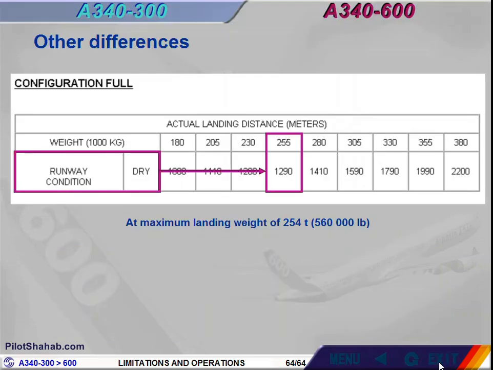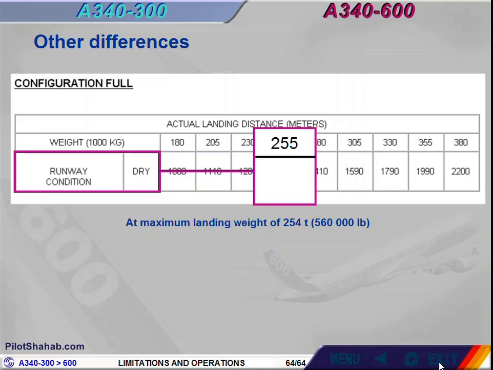Other differences include actual landing distance, max tire speed 205 knots instead of 195.5 knots, maximum crosswind TBC 27 knots gusting up to 33 knots.